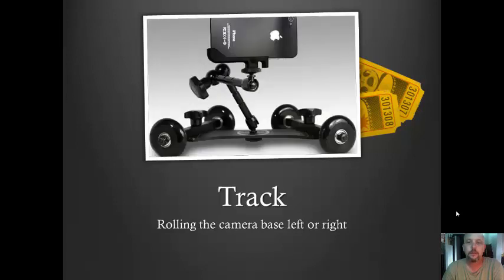And we have the track. As you can see here, we have an iPhone on a type of wagon. It is when we move the camera, the entire camera, left to right. This is different than the pan. The track moves the entire thing. So it's a dolly left and right, where the dolly is forward and backwards. A track would be to the left and right.